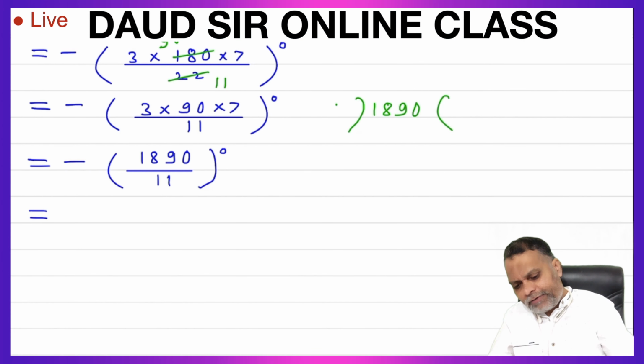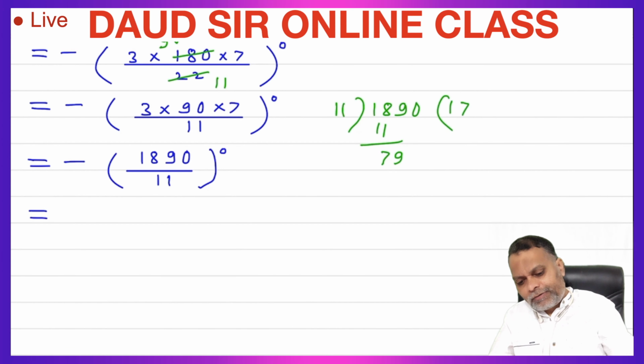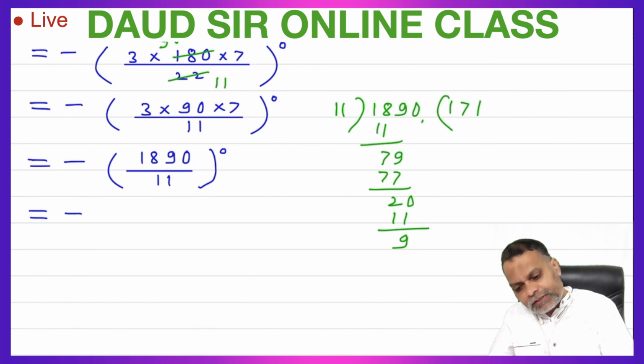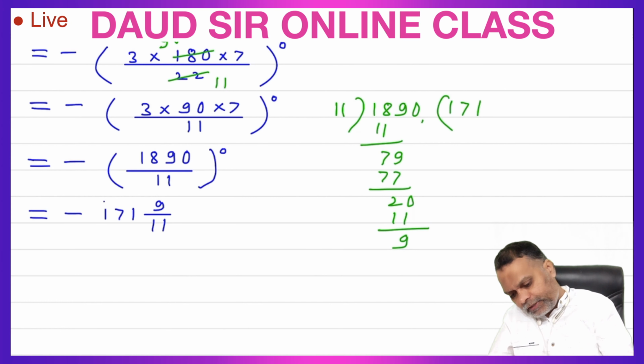So divide this 1890 by 11. 11 1s are 11, 7, and bring down this 9. 11 7s are 77. This is 2, and bring down this 0. 11 1s are 11. This is 9. So 171 and 9 upon 11. So this is minus 171 and 9 upon 11. This much degree.